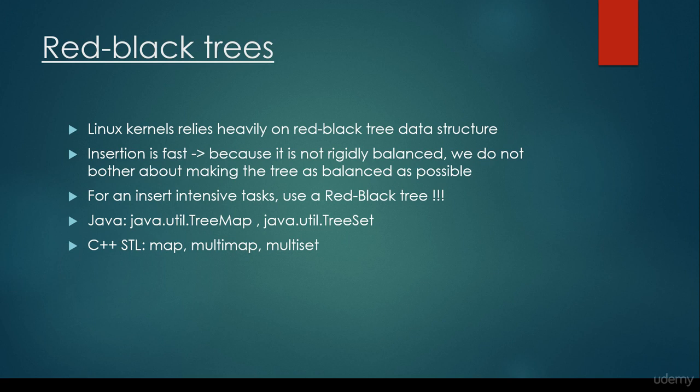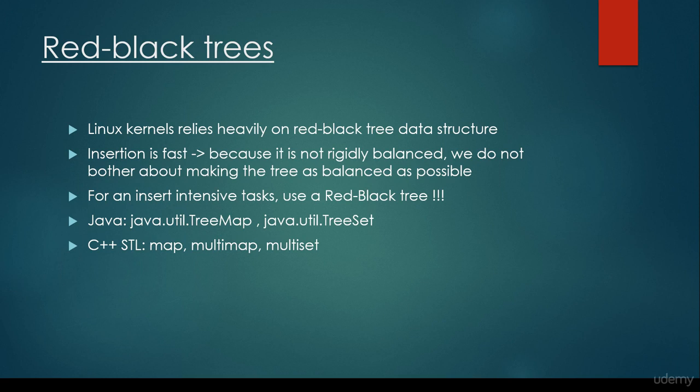Linux kernels rely heavily on red-black tree data structures because insertion is fast. Because it is not rigidly balanced, we do not bother about making the tree as balanced as possible. We have been talking about how AVL trees are more rigidly balanced in the sense that on every insertion we check whether the tree is balanced or not, and if the height parameters differ by more than 1 or -1, then we make rotations in order to make the tree as balanced as possible.